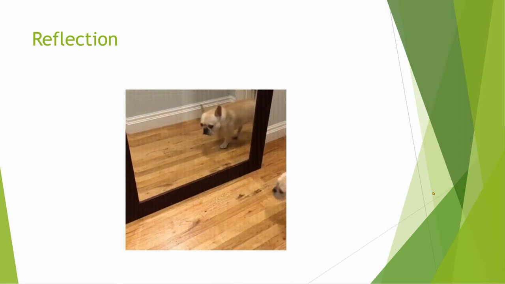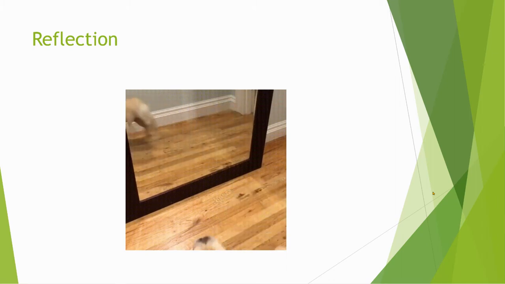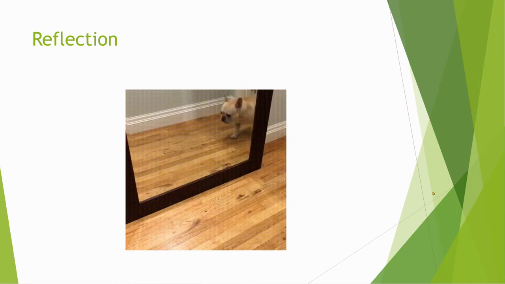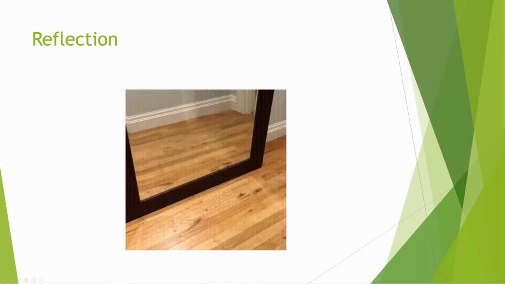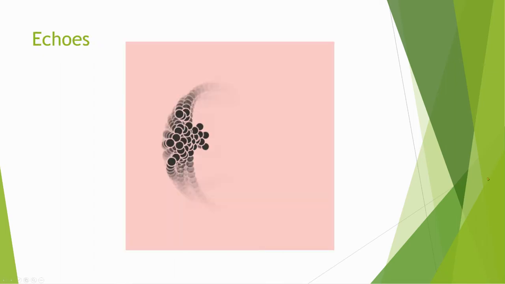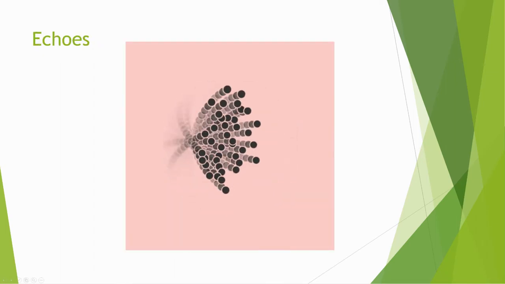I love this dog. The light is hitting the dog, bouncing into the mirror, bouncing off the mirror, and then the dog sees it and it's causing the dog to flip out. So these are light right here, reflection of light waves. Echoes, and here's an echo.